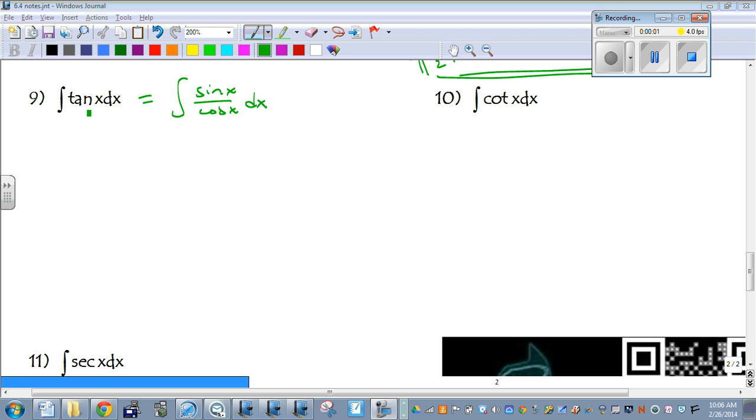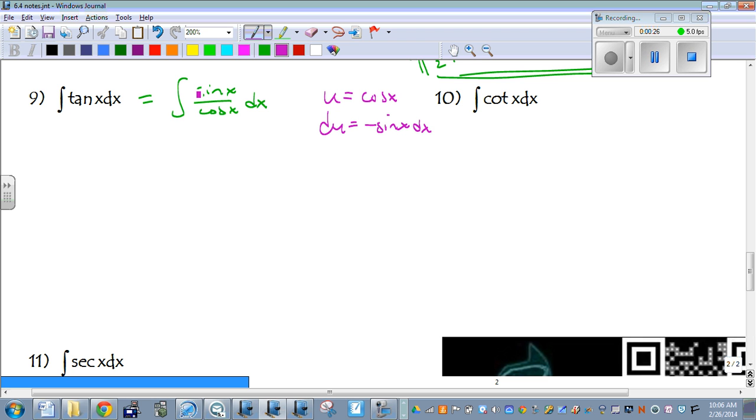Right, so the antiderivative of tangent is the same as the antiderivative of sine over cosine. In the past, we looked at problems where we had sine and cosine and one had an exponent. We made whichever one had an exponent our u. In this case, we're going to make the denominator our u. And du is going to be negative sine of x dx.